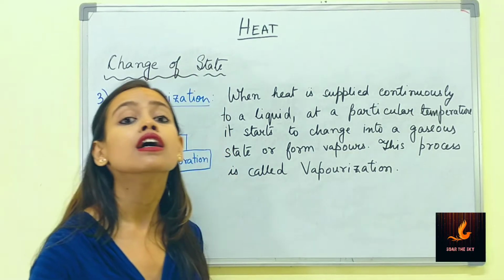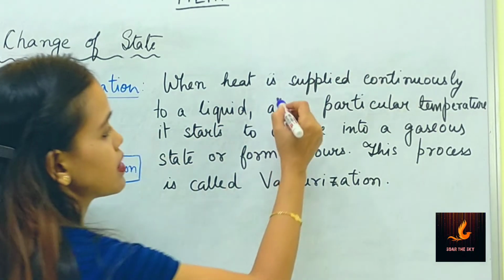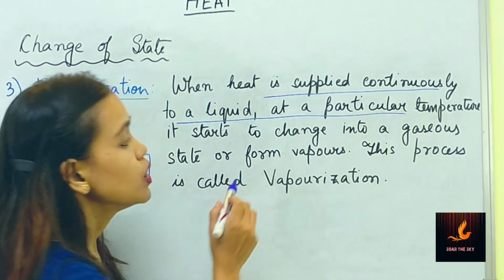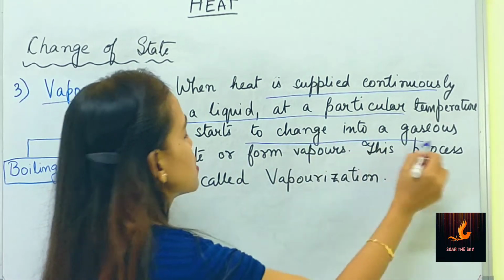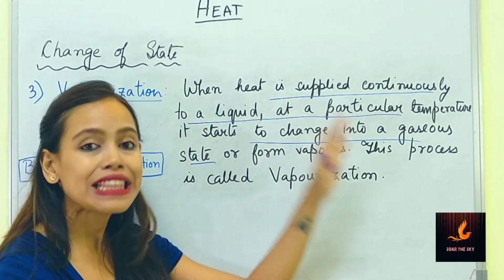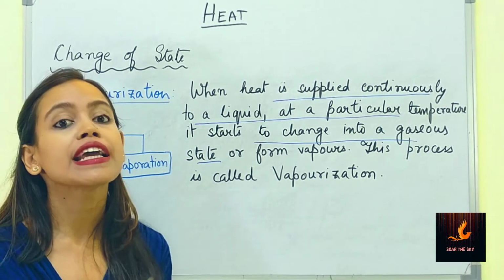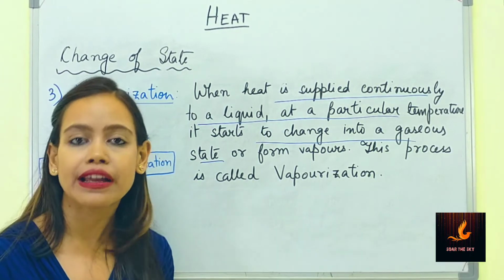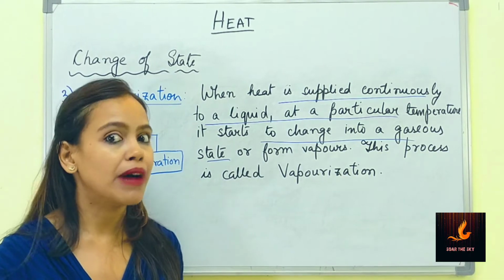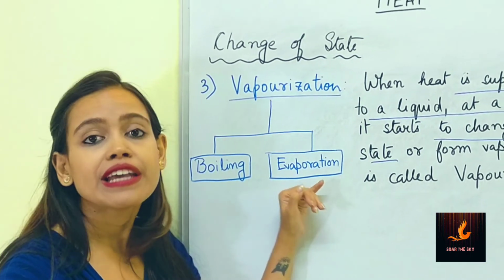So what is the definition of vaporization? The process when heat is supplied continuously to a liquid at a particular temperature, it will start to change into gaseous form or state, and it will also form vapors. This process is called vaporization. Now, vaporization is divided into two parts. In two ways vaporization might occur. The first way is boiling and the second way is evaporation.